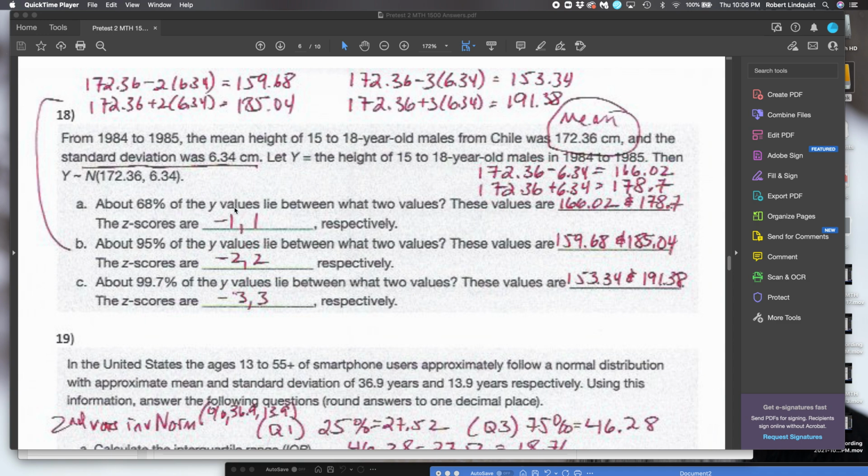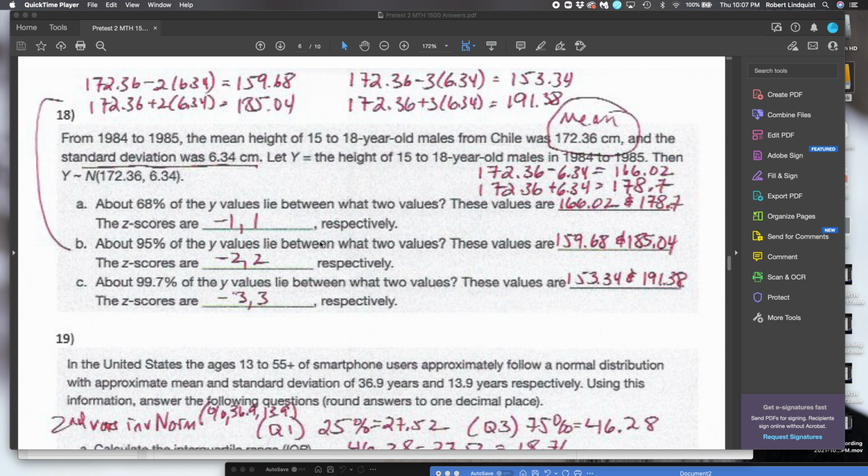Now, to get 95% of the scores, you've got to go 2 standard deviations. So that means z-scores are -2 and 2. And if I add 2 6.34s and subtract 2 6.34s, I get 159.68, that work is shown up above here, by the way, and 185.04.